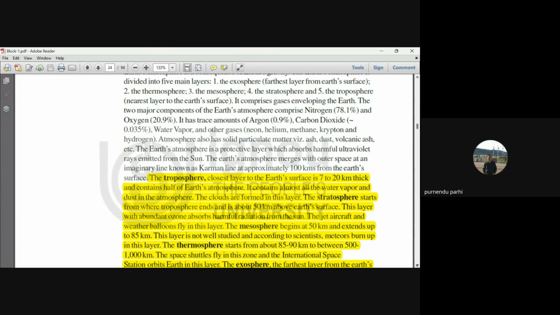The stratosphere starts from where the troposphere ends and is about 50 km above the Earth's surface. This layer, with abundant ozone, absorbs harmful radiation from the Sun. The jet aircraft and the weather balloons fly in this layer. That is the stratosphere. The mesosphere begins at 50 km and extends up to 85 km. This layer is not well studied, and according to scientists, meteors burn up in this layer.